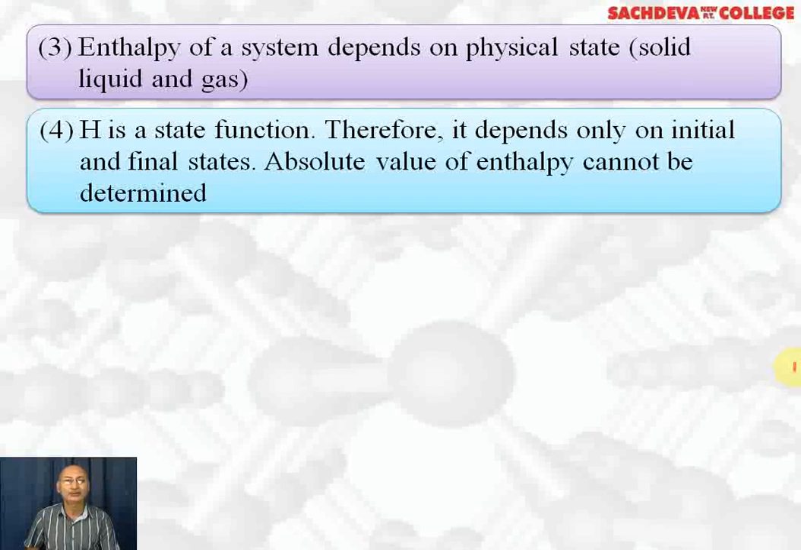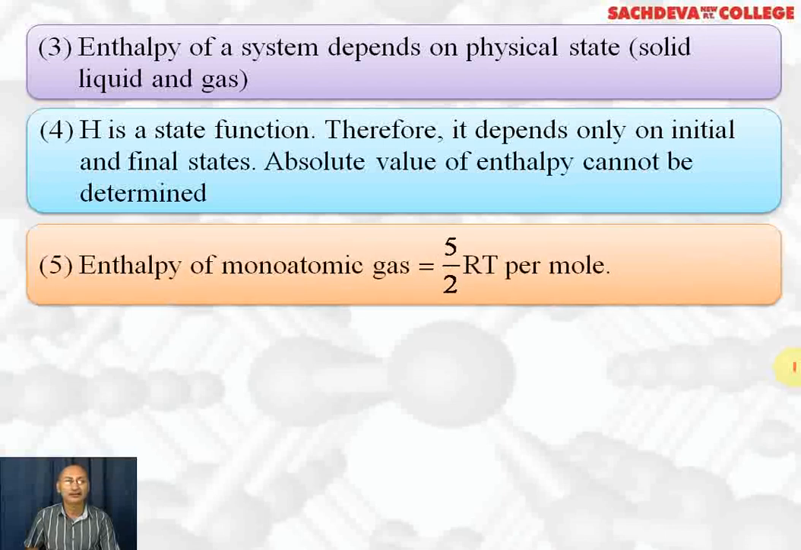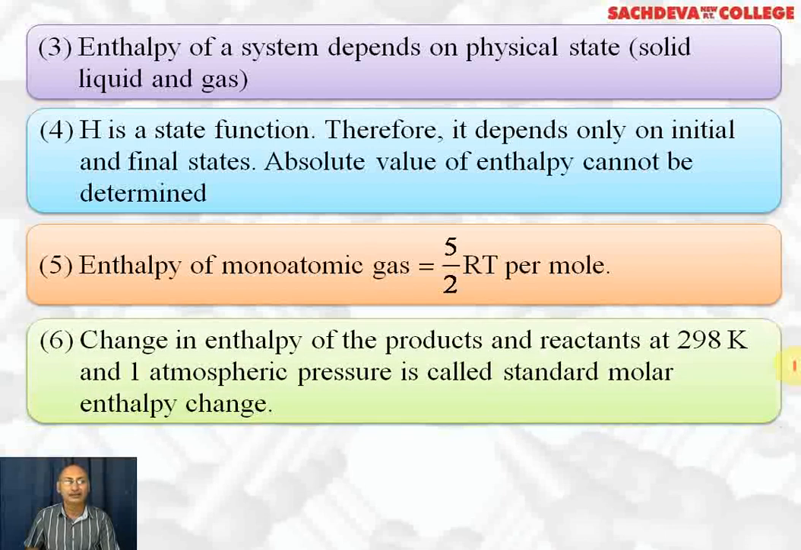An absolute value of enthalpy cannot be determined. But absolute enthalpy of a monoatomic ideal gas can be determined and it is equal to 5 by 2 RT per mole. In this case, delta H is equal to 0. Why is delta H equal to 0? If we take delta H, it will become 5 by 2 R into delta T. And in isothermal conditions, delta T is equal to 0. So delta H will also be 0 in isothermal conditions.